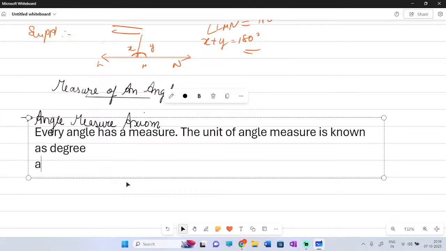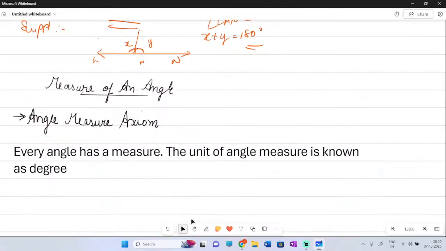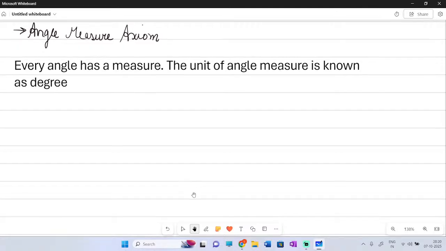Next, another axiom: congruent angle measure axiom. No need of that, I'll teach it next, because only angle measure is what we are learning now. Next, we learned about adjacent angles, everything. So now I'm going to tell you about linear pair. Linear pair has 3 theorems. Theorems mean we have to prove them.